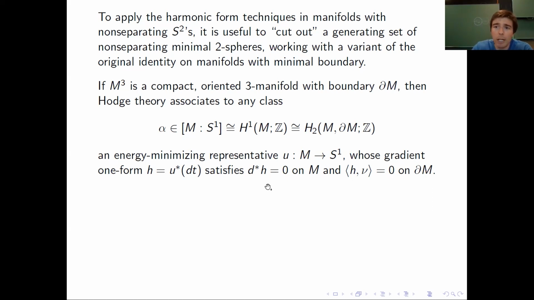So if we have a manifold with boundary, now if we look at the homotopy classes of S1 valued maps, these are naturally isomorphic to the degree 1 cohomology still, which is now isomorphic by Poincare-Lefschetz duality to the relative degree 2 homology, so the degree 2 homology relative boundary. Okay, and if we want to take an energy minimizing representative of this class, it's again just going to be given by one of these harmonic 1 forms, but now with some Neumann boundary condition, right? It's the condition of being absolutely minimizing without boundary conditions.